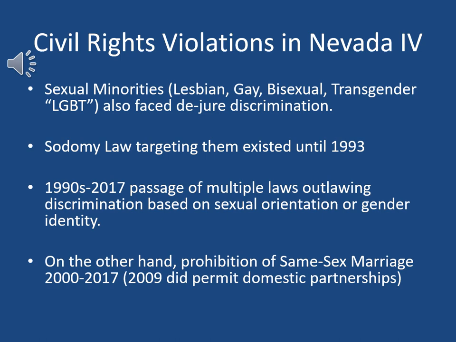When it comes to sexual minorities, lesbian, gay, bisexual, and transgender groups, they also faced de jure discrimination. There was a sodomy law targeting them that existed until 1993. Between the 1990s and 2017, you have the passage of multiple laws outlawing discrimination based on sexual orientation or gender identity. On the other hand, there was a prohibition of same-sex marriage from 2000 to 2017, even though in 2009, the state did permit domestic partnerships.